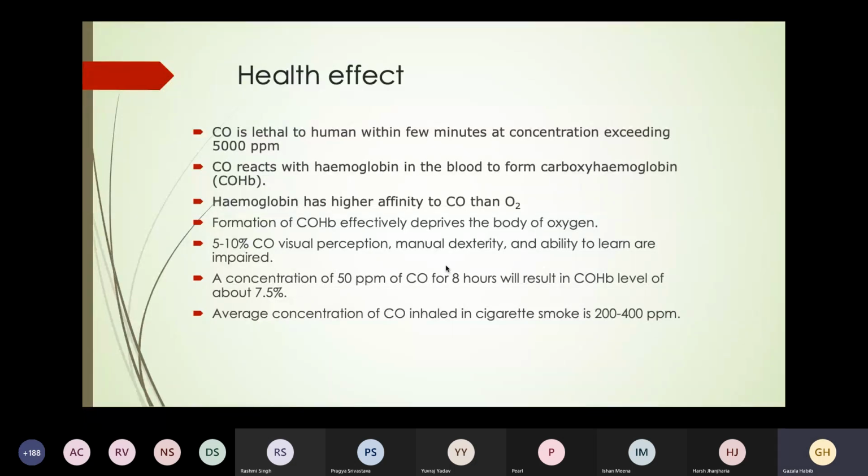CO is very toxic. Exceeding 5,000 ppm, it will have a very toxic effect on human beings. CO reacts with hemoglobin and forms carboxyhemoglobin, and hemoglobin has higher affinity to CO than O2. So it replaces the oxygen from the blood, with formation of COHB.